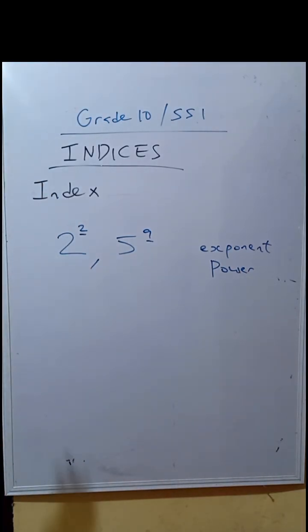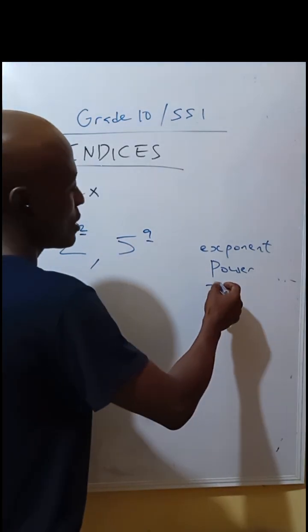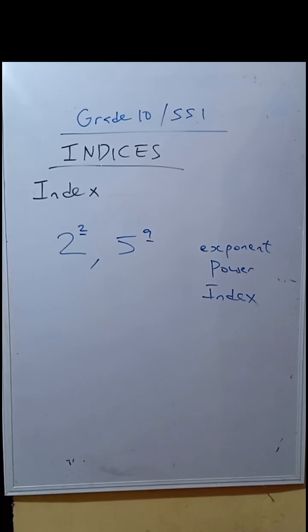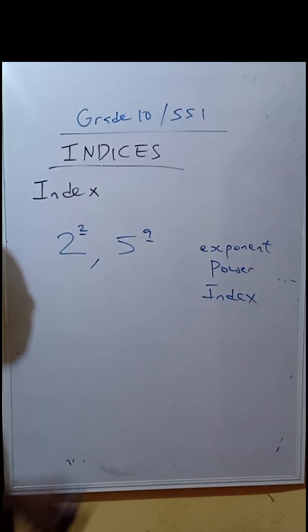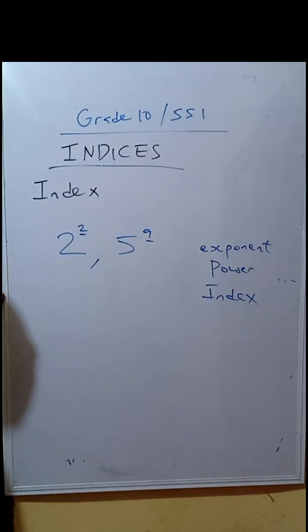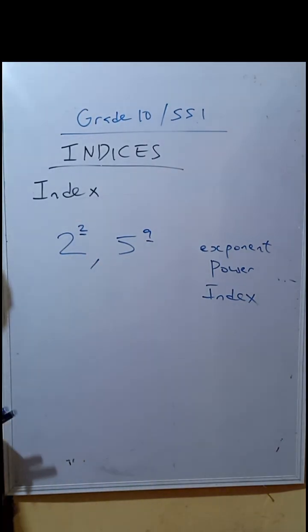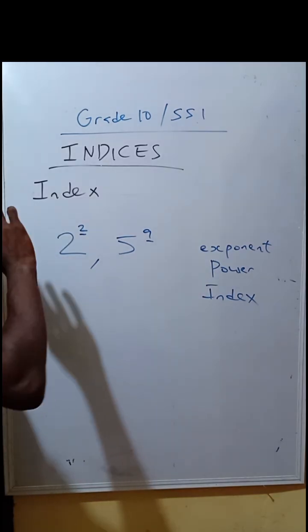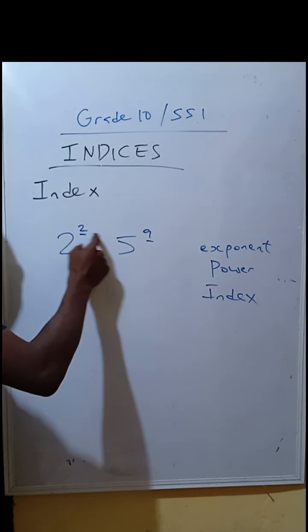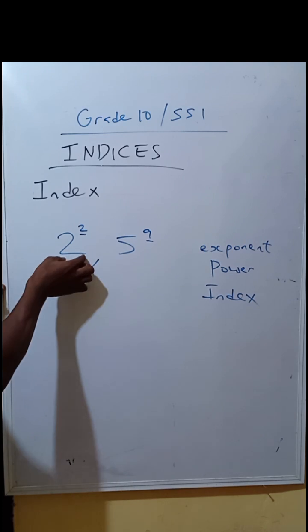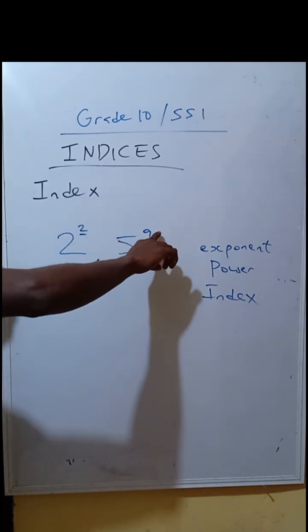Are you seeing it? 2 to the power of 3. This is the exponent, the power, or it can also be called the index. We say that if it's written like this, it is written in index form. Don't forget, this 2 is the base and this is the exponent. If you have terms written like this, we say they are written in index form, where this is 2 to the power of 2, and 5 to the power of 9.